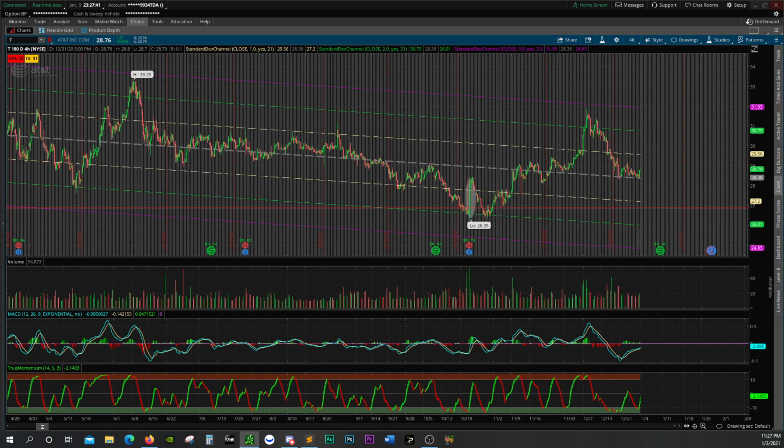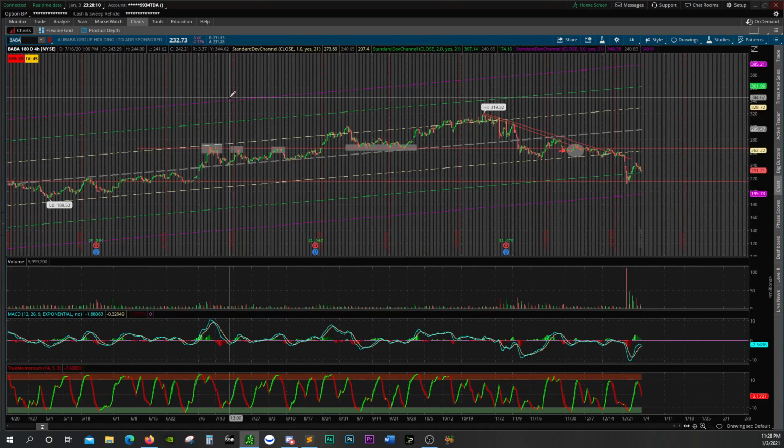Quick question. Hey, right here. I just got the news. It says that Jack is missing. Do you think that Baba will go down, or what do you think about that based on the news? Jack Ma is missing? Is that what you said? Yeah, there is news that Jack Ma is suspected missing.